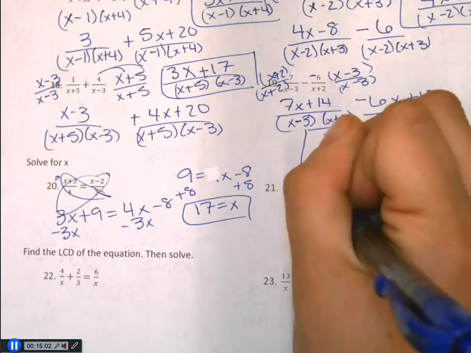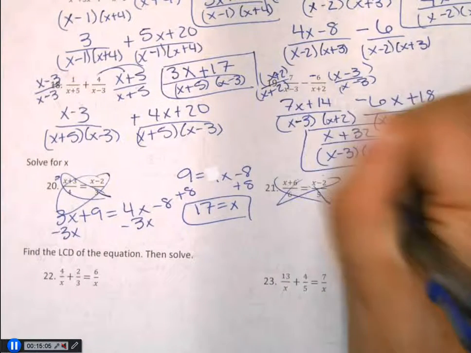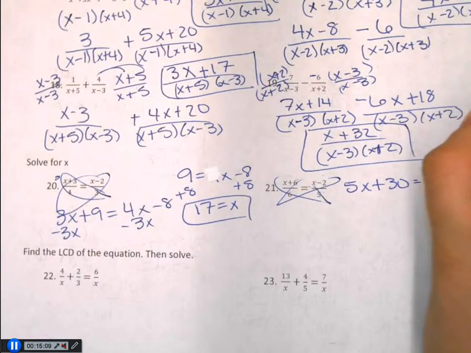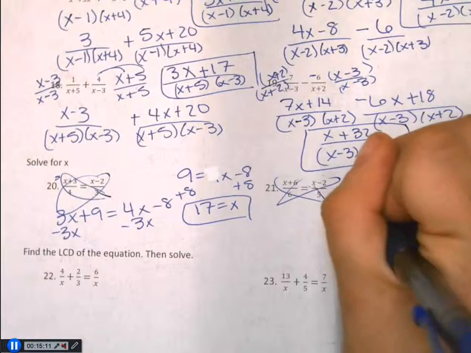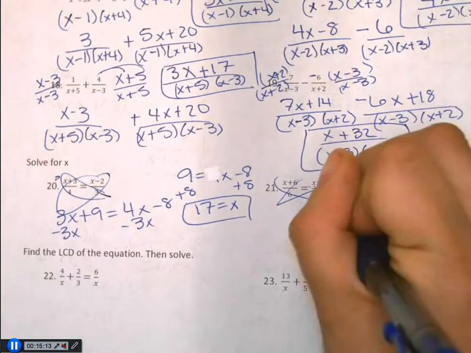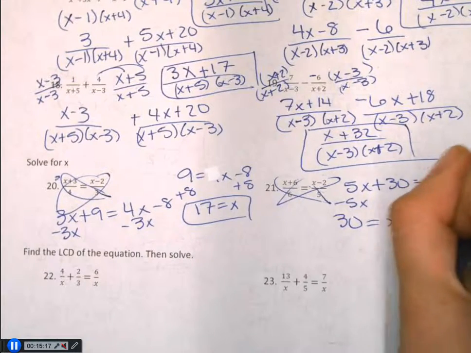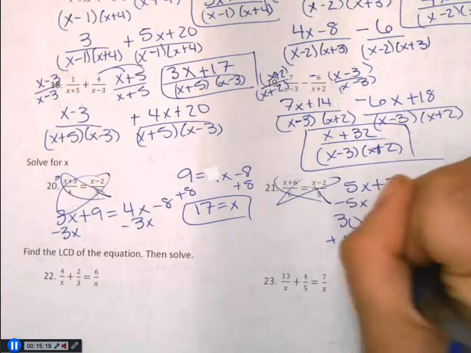I'm going to do the same thing on 21. So I'm going to get 5x plus 30 equals 6x minus 12. I'm going to subtract 5x on both sides. I get 30 equals x minus 12. I add 12 to both sides. X equals 42.